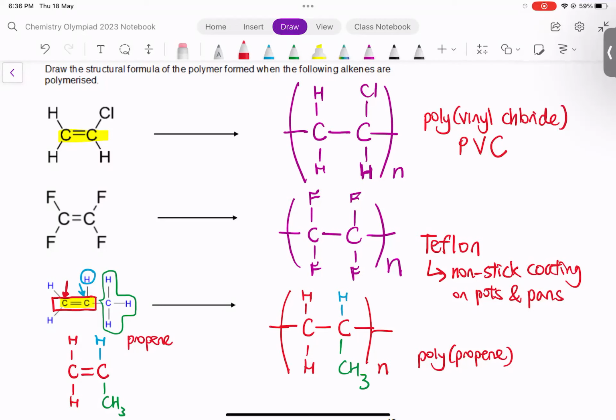Now, the last page, page 13 of these notes, is just a quick summary comparing alkanes and alkenes. So I would encourage you to read that yourself. It's a quick summary of alkanes and alkenes.